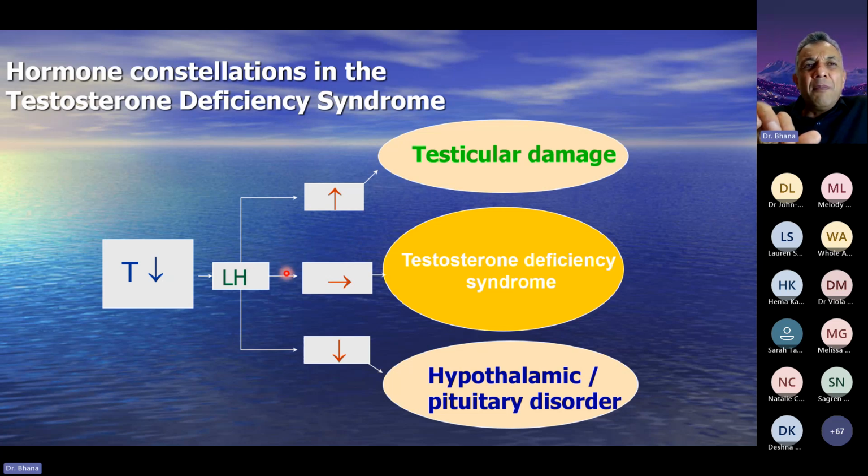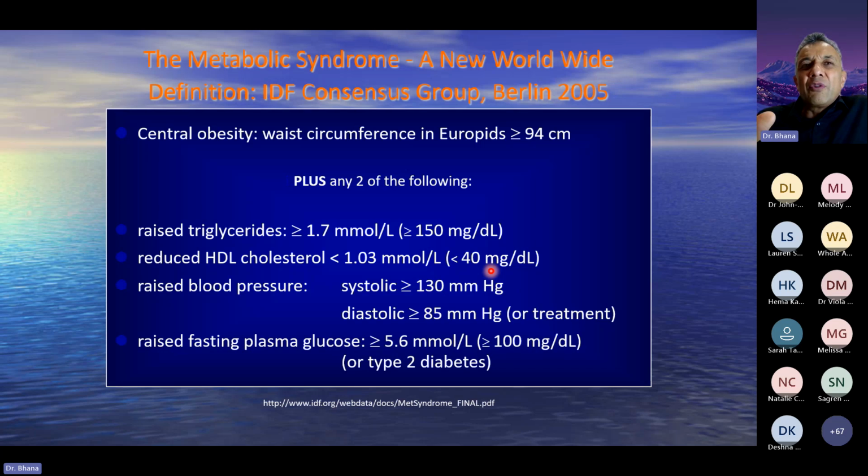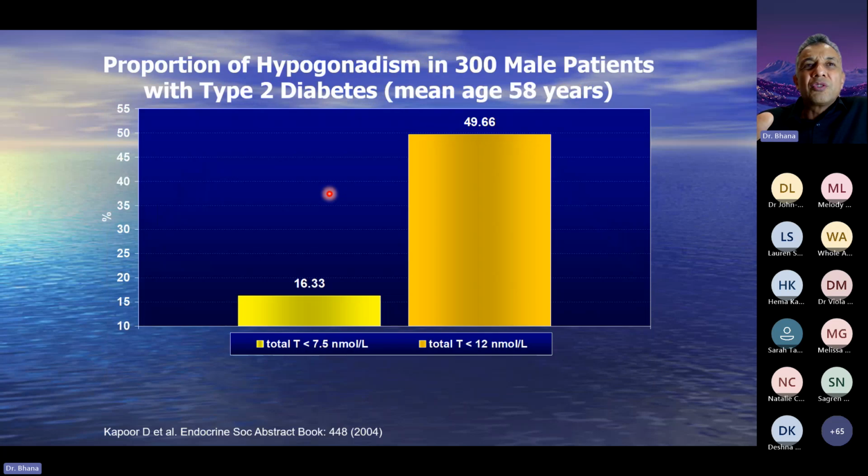But by and large, the commonest presentation you're going to see is a low testosterone, and the LH is neither high nor low. And this has now been named testosterone deficiency syndrome. And it's mainly associated with metabolic syndrome. I'm not going to go through a definition of metabolic syndrome, but basically it's central obesity, measured in terms of waist circumference, and some of the other metabolic parameters, either abnormalities in LDL, triglycerides, blood pressure, or glucose.